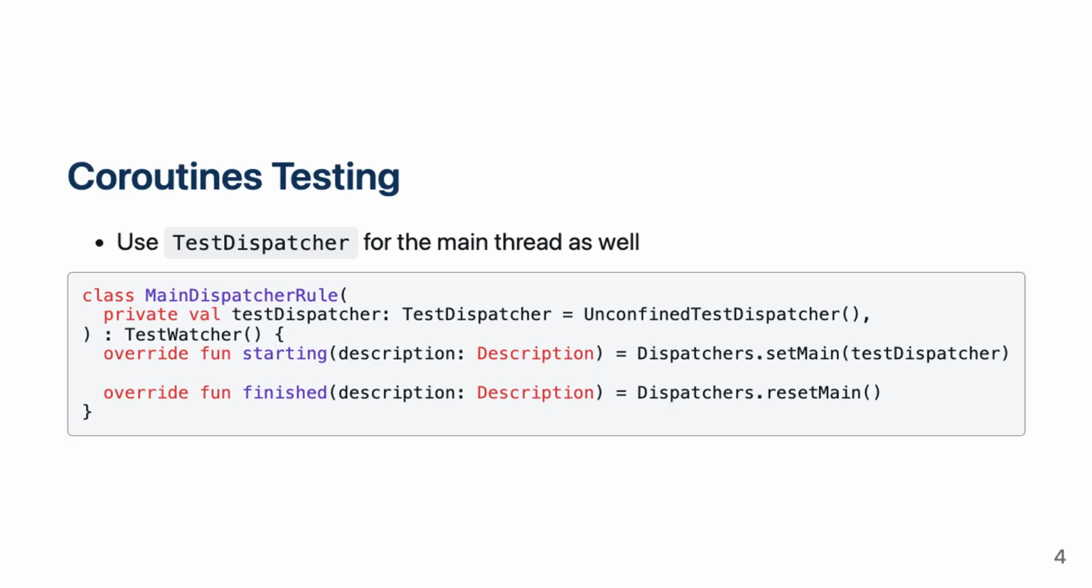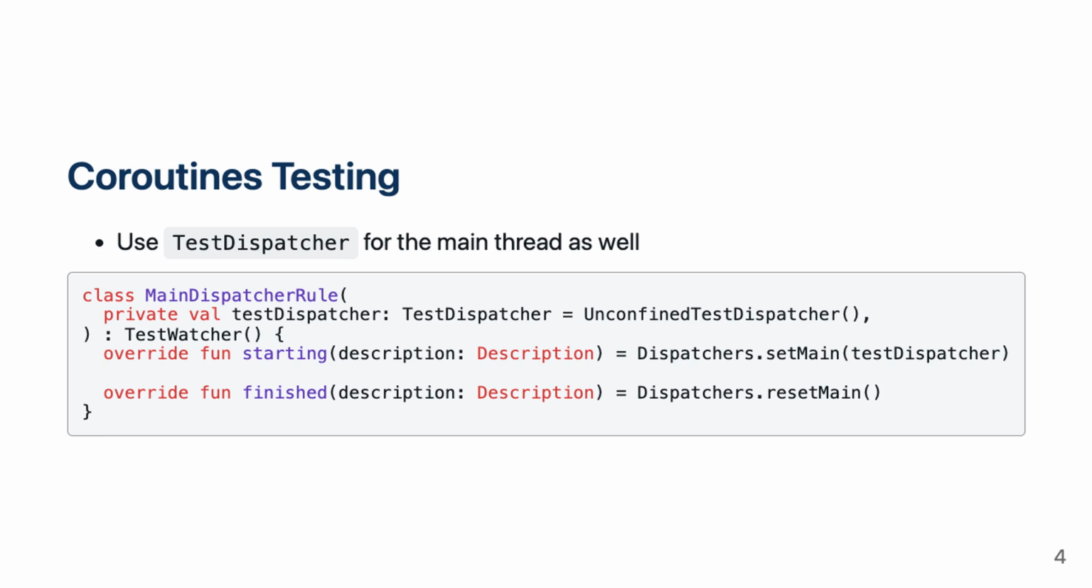Next, we will look at the main dispatcher rule that was used in the ForYouViewModel test. JUnit's rule annotation is a mechanism for implementing common initialization and setup in each life cycle of a test. The main dispatcher rule utilizes this mechanism to set a test dispatcher as the main dispatcher for coroutines and reset that setting when the test ends.